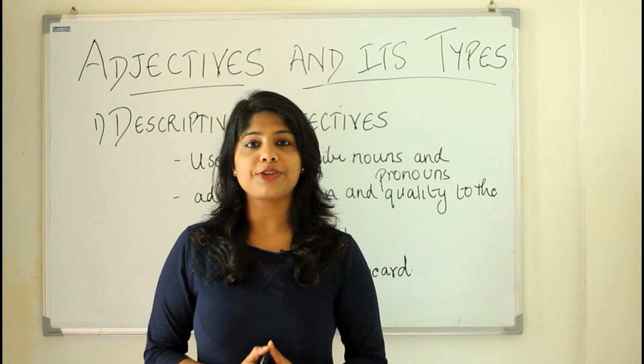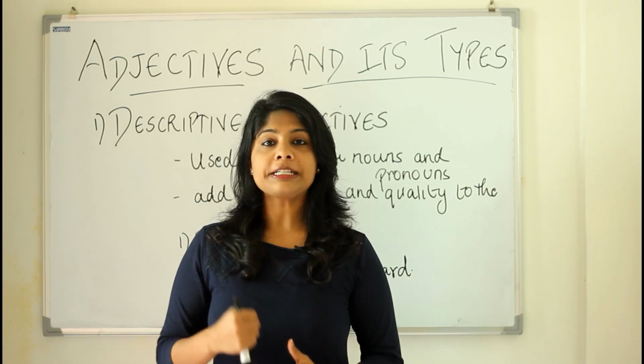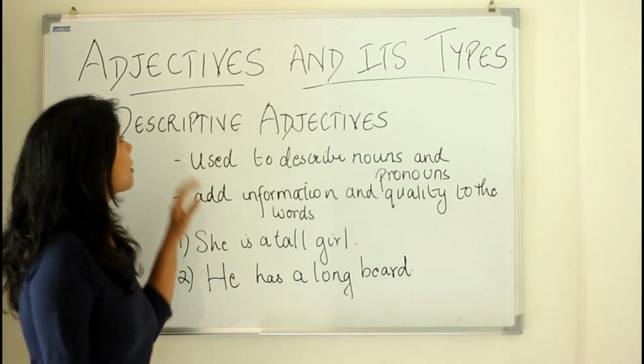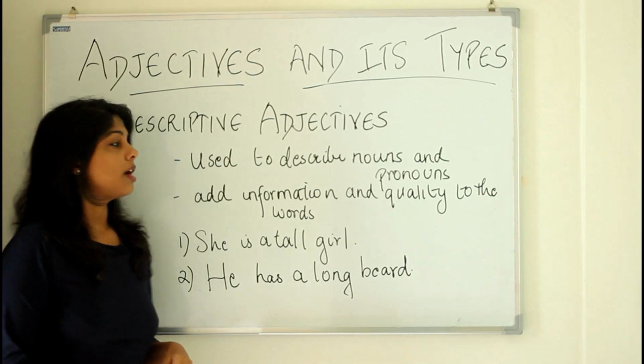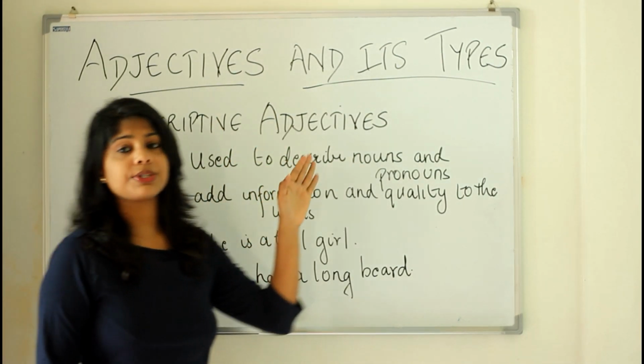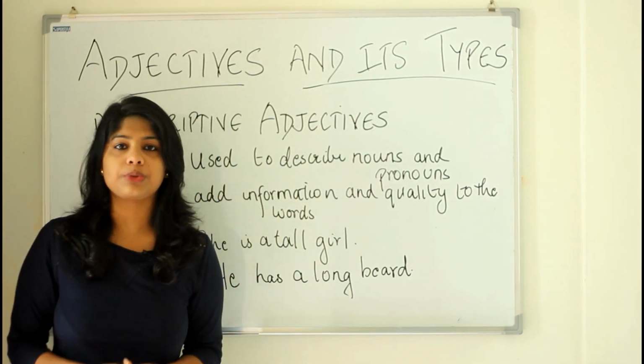At the end of this session, I will talk to you about the degrees of adjectives. But first, let us learn the types of adjectives. The first one, the descriptive adjectives. Now, a descriptive adjective is used to describe nouns and pronouns. It adds information and quality to the words.